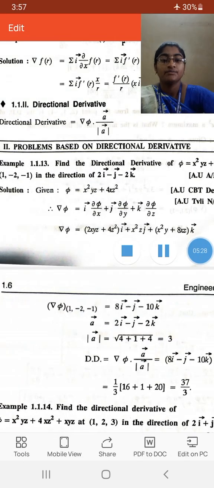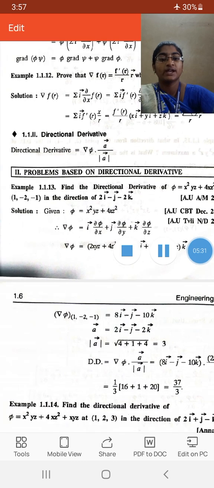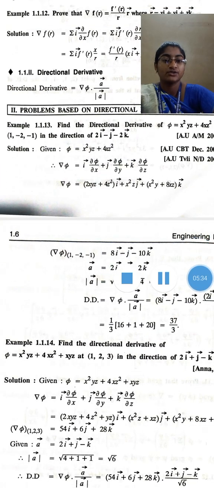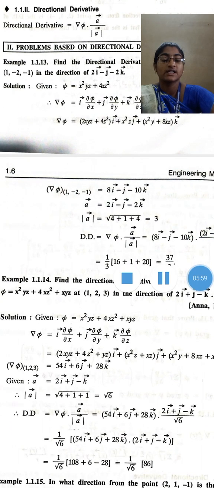Now del phi, so differentiate phi with respect to x, with respect to y, with respect to z. We get del phi as (2xyz plus 4z square) i vector. Now the second term, differentiate with respect to y, we get x square z j vector. Third term, differentiate phi with respect to z, we get (x square y plus 8xz) k vector. Now we have the point, so substitute for x, y, z, we get 8i vector minus j vector minus 10k vector. So a vector is the given direction, write it as it is.